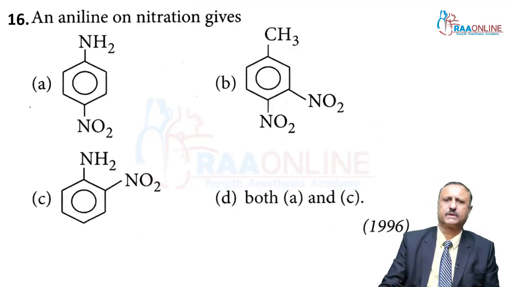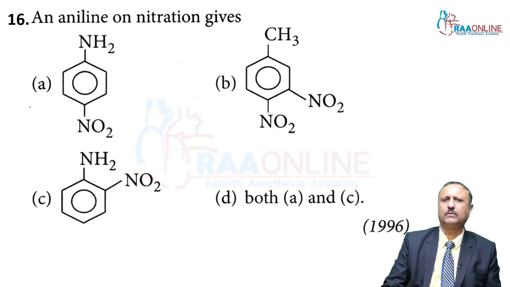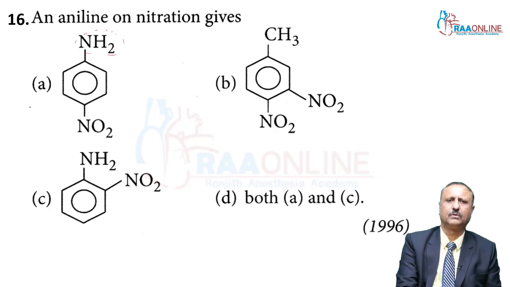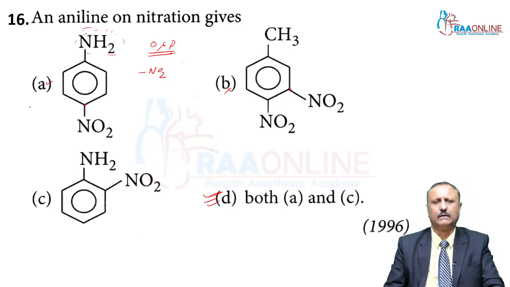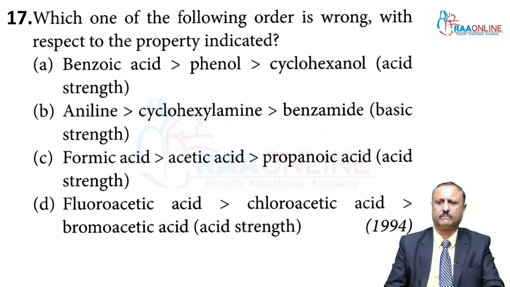Now, we can take question number 16. An aniline on nitration gives. My dear students, here the NH2 group of aniline is an ortho para directing group. So, when nitration is done, the NO2 group is present on the ortho and para positions. Here NO2 is present at meta, so it is not correct, but it is present at para, yes, and it is present at ortho, yes. So, the answer is both A and C.